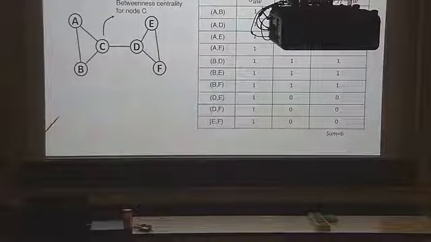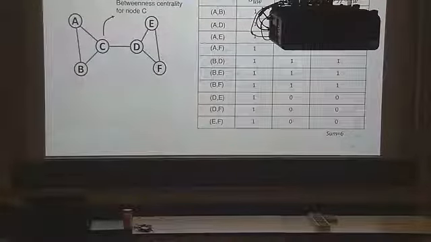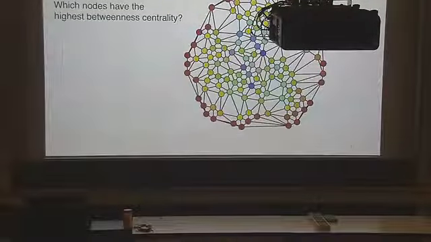Visually, if you look at this graph, it's clear that C is in between. That is all this calculation is about, basically. But again, we cannot do this sort of visual inference when we have thousands of points and thousands of edges. So that's the reason we do it. So the very simple question is: which nodes have the highest betweenness centrality here?